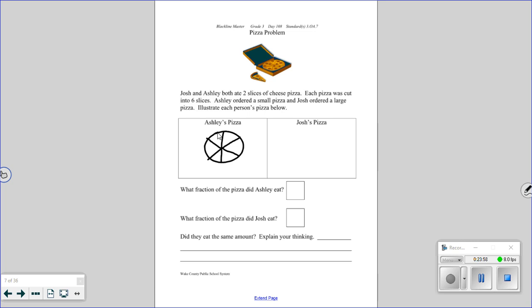I'm going to say she picked this one and this one. What are we counting in those pizza slices? What are those pizza slices worth? Lydia? 1/6. Pizza slices are worth a 6. And we know that because we cut them into 6 pieces.